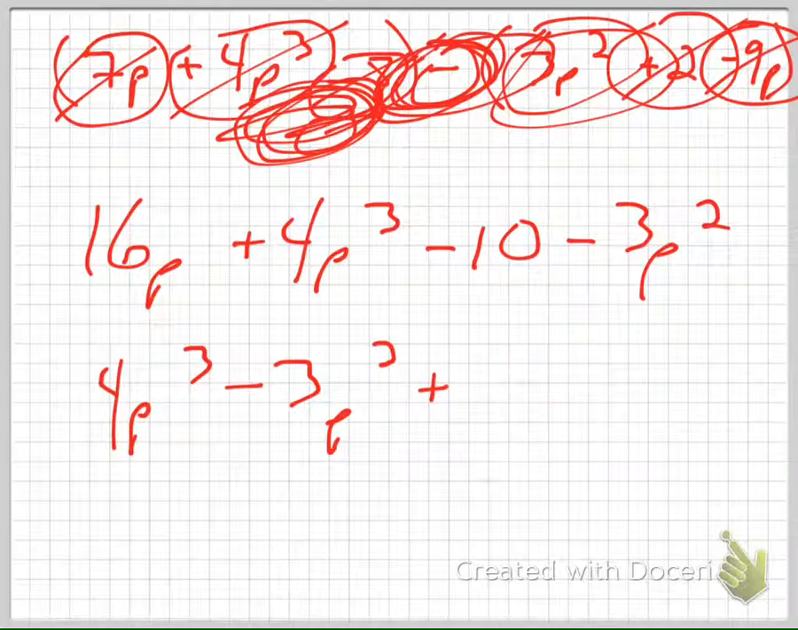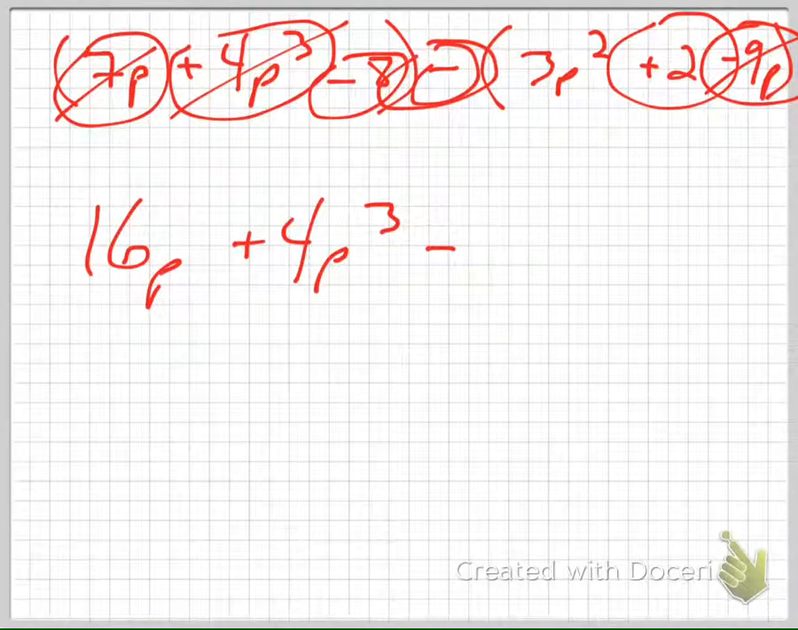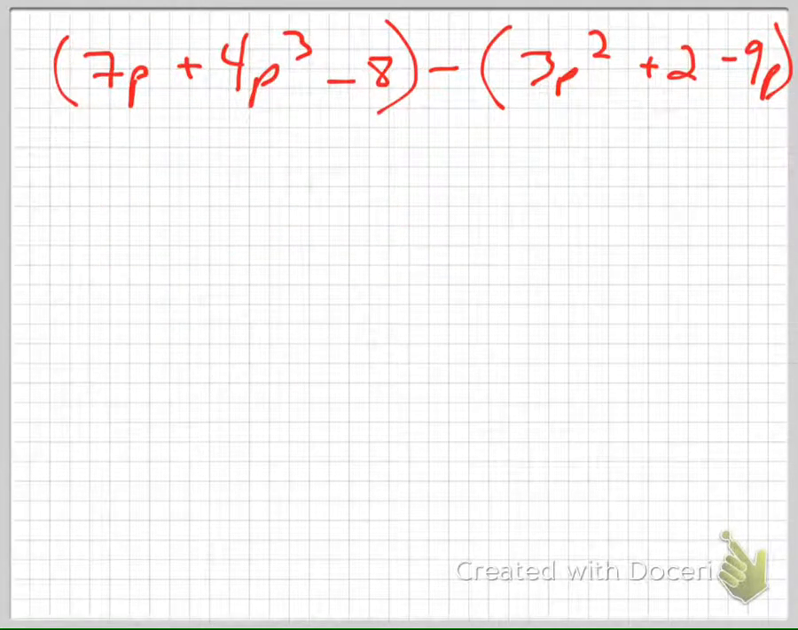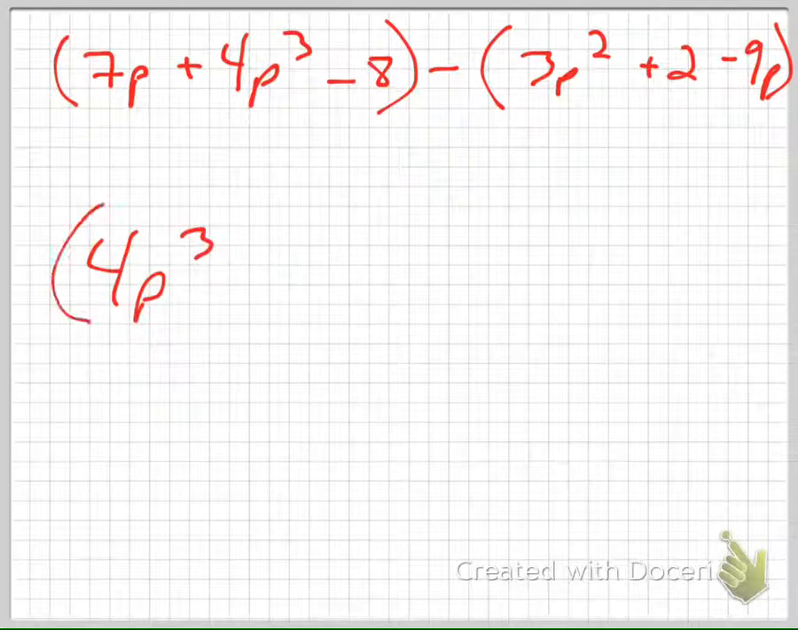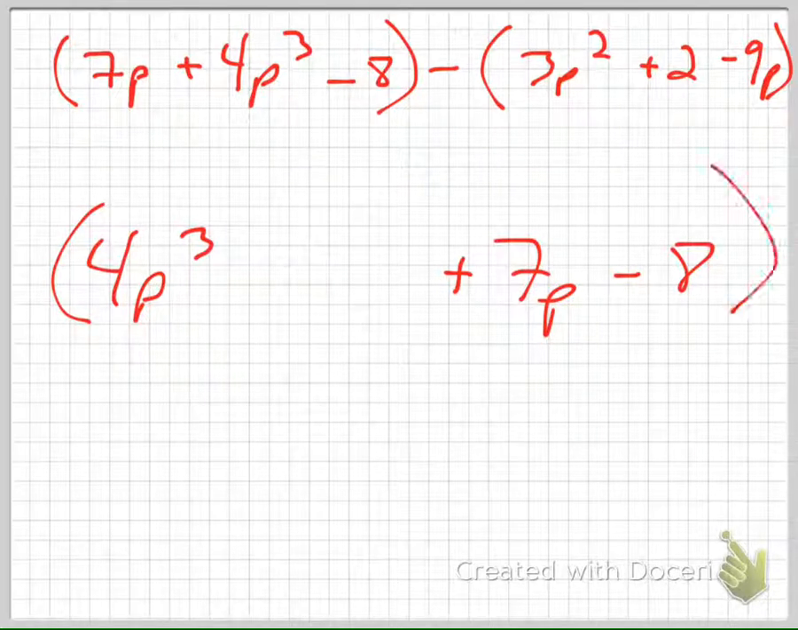I'm going to rewrite the same one. Okay, horizontal method. Put them in their columns. I have a p to the third. That's the biggest one. So I have 4p to the third. The next biggest is a p squared, but not with this guy, so I'm going to leave it blank. So plus 7p minus 8, right?